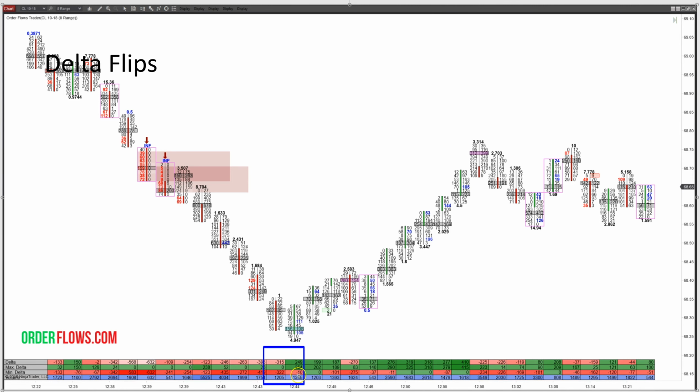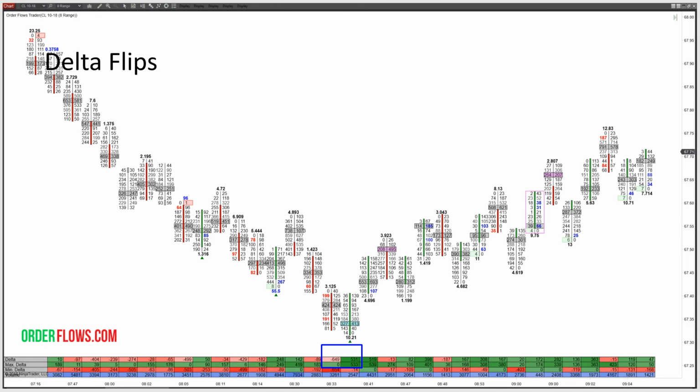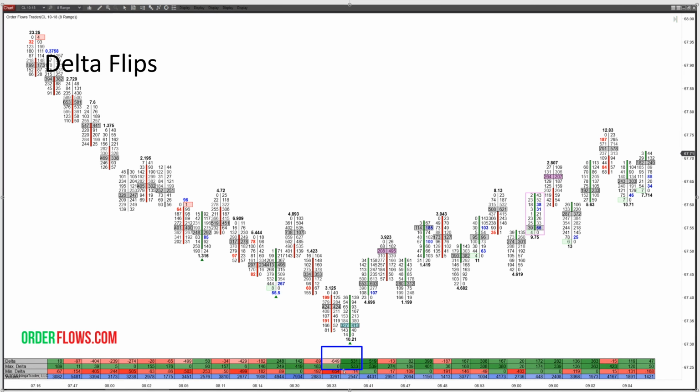But I'm going to show you in a minute another way to look at it so that you can see things a little bit more clearer, because sometimes you sort of get this intervening bar in between. And this is another example here.